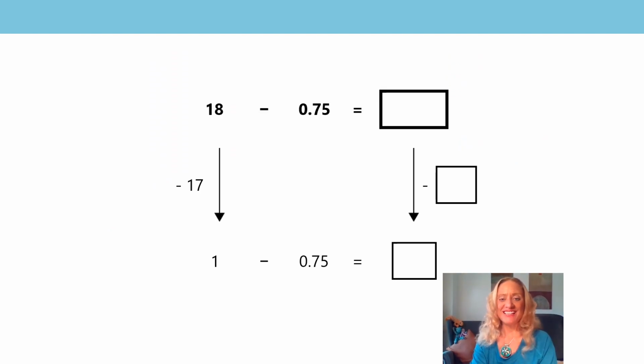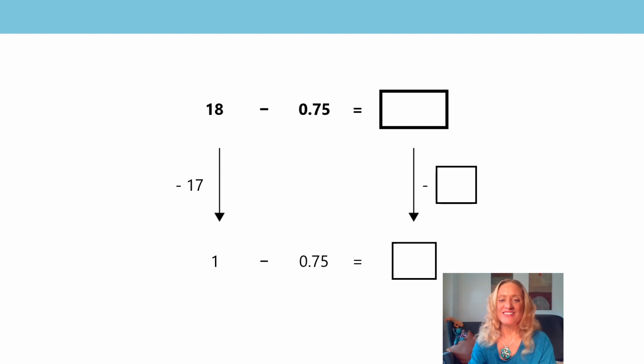Did anybody solve the calculation using this strategy? Can you see what I've done? This is one of the efficient ways that I could solve this calculation, isn't it? What have I done? I've subtracted 17 from the minuend. Well done. So if I've subtracted 17 from the minuend, what else can you see I've done here? I'll have to have subtracted 17 from the difference, won't I?